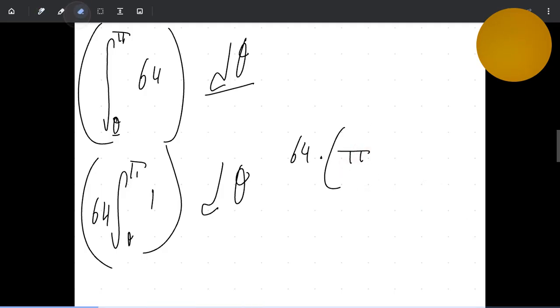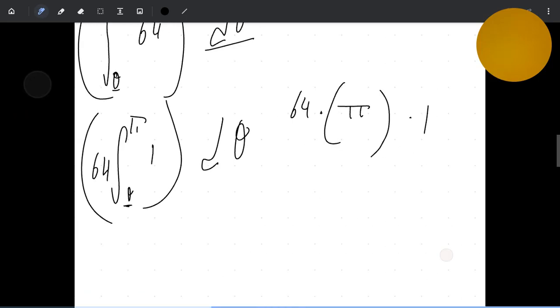And I guess you could actually write 1, but it wouldn't matter because it's just going to be multiplied with 1, since you're using this. So 64 pi multiplied with 1, you would just get 64. So the answer is just 64.